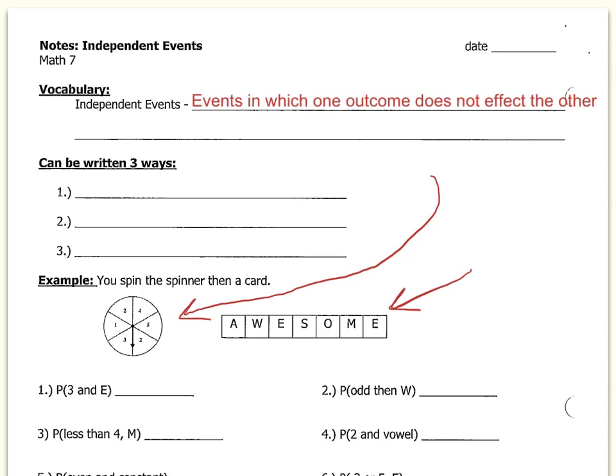A dependent event is like picking a marble out of a bag but not putting it back. The next time you pick another marble, there's less of that color and one less total. So that would be a dependent event because that first event affects the outcome of the other.